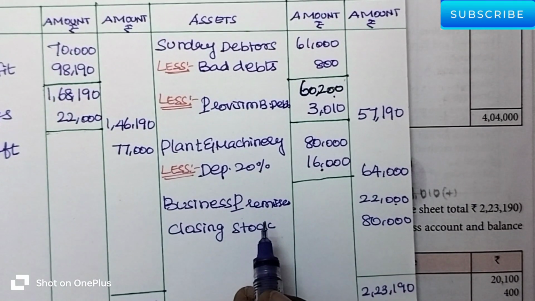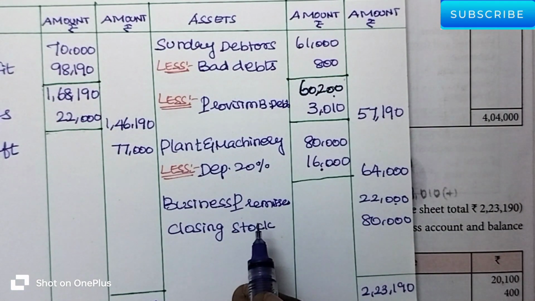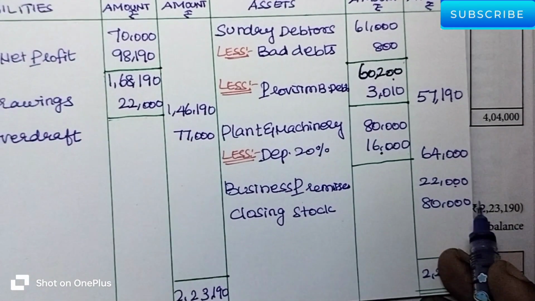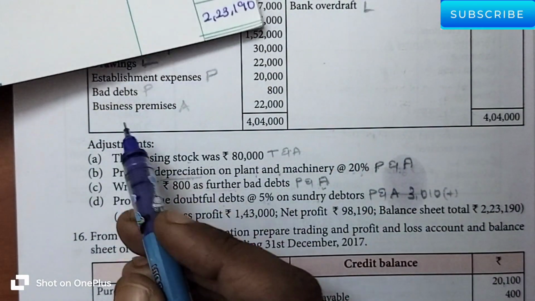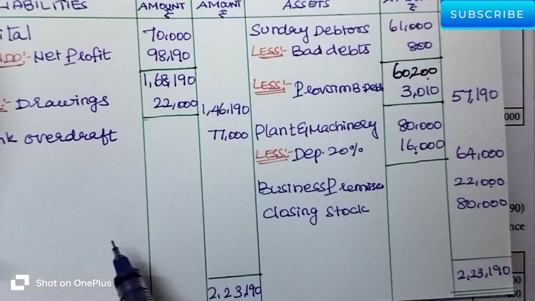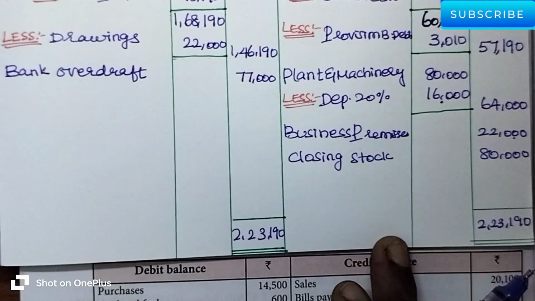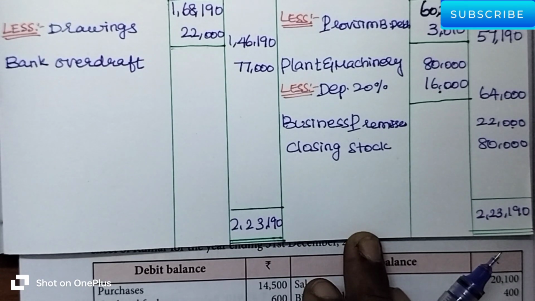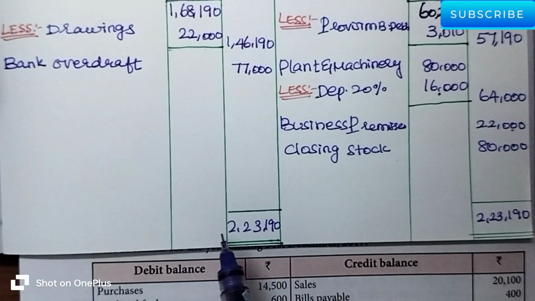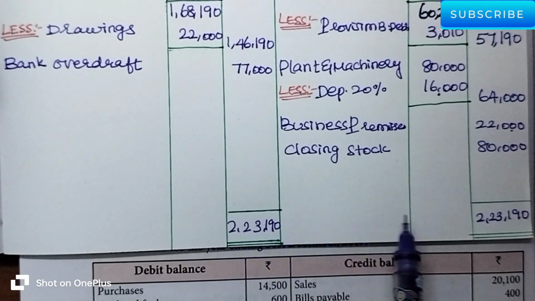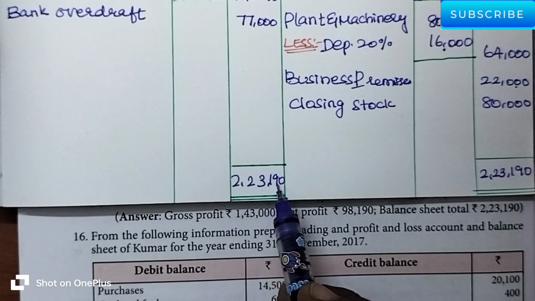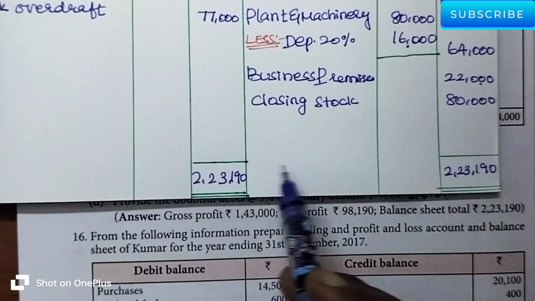Finally, after entering all the information related to asset side, we have to enter closing stock 80,000. Okay, so all the information related to assets and liability side we have entered here. Now we are going to find out the total. As per the format of the balance sheet, the totals of the two sides, that means liabilities and asset sides, are to be equal. So we got 2,23,190 rupees on both asset and liability sides.